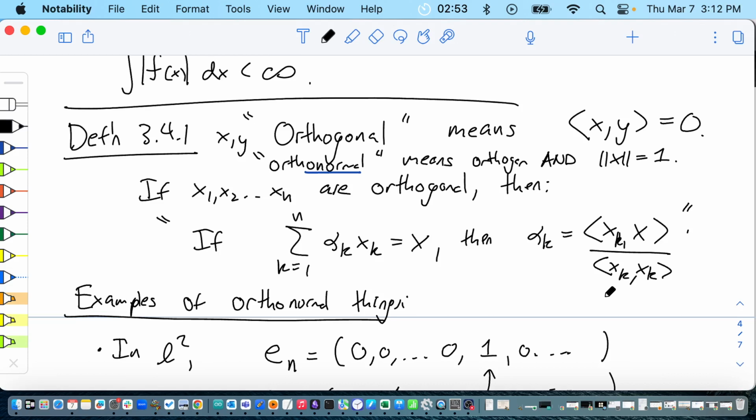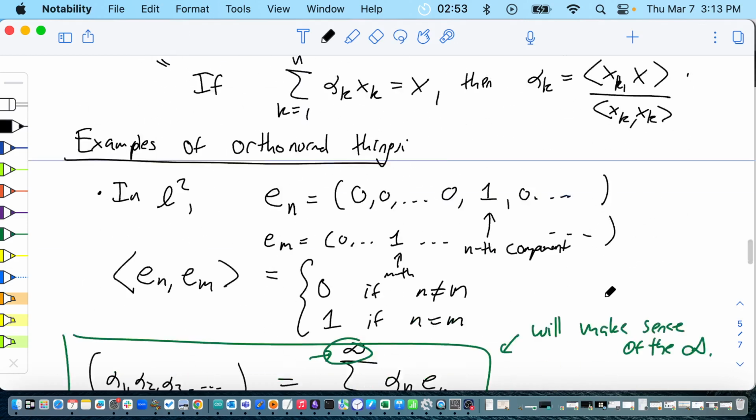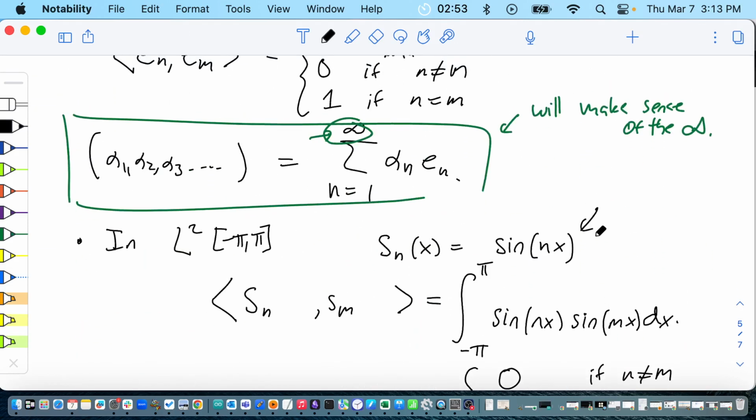Yeah, great comment. Is there an example of something where the dot product is 0 and the norms are not 1? Yeah, I just gave you one, right? These S functions, right?